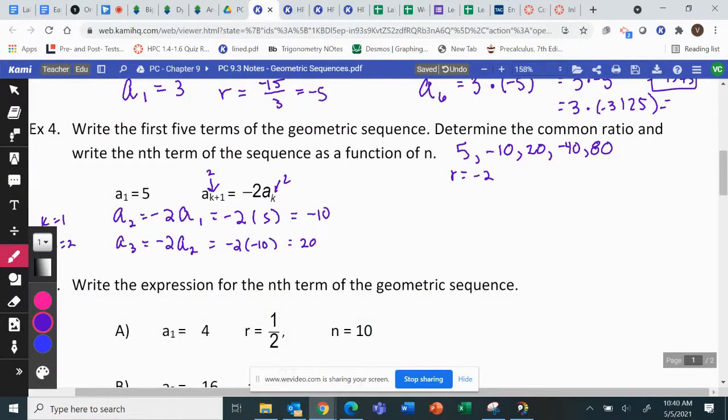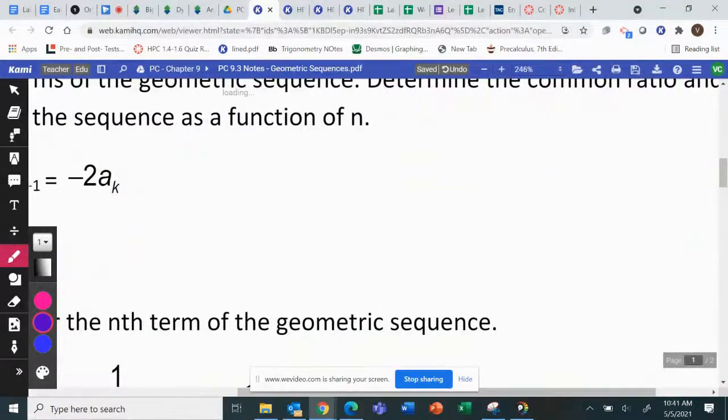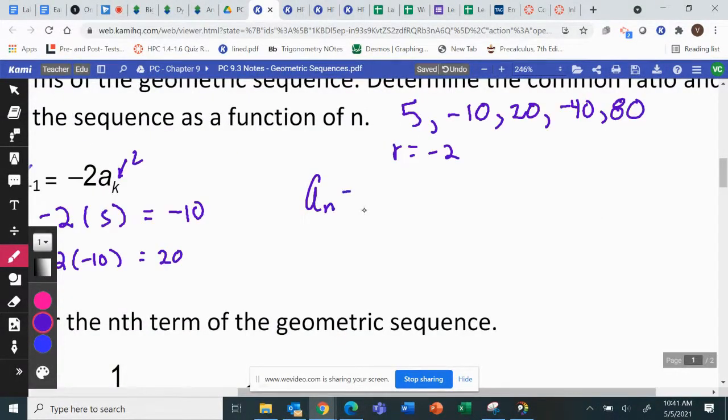We have our r. So we're going to do the nth term. a sub n equals our first term, which is 5, multiplied by our r, negative 2, to the n minus 1. Okay, and then we're going to simplify this.